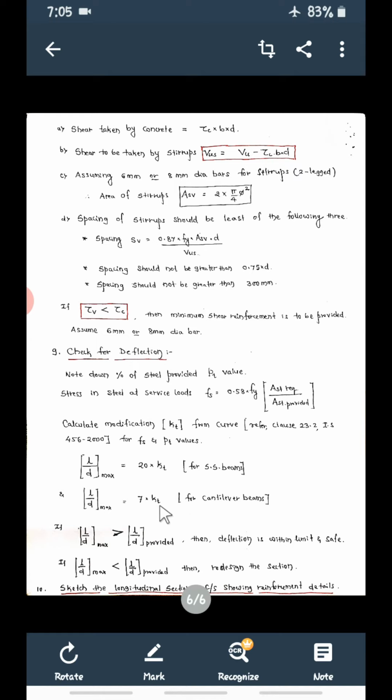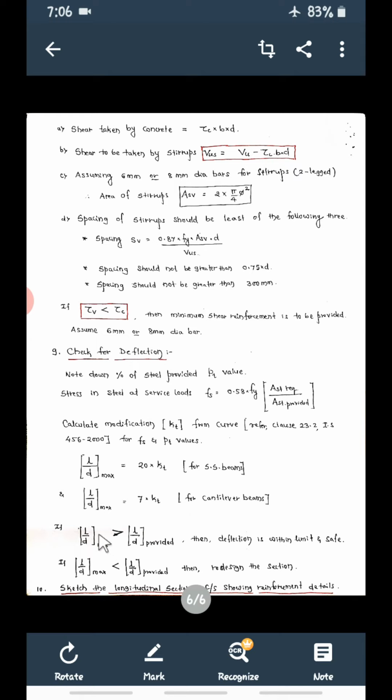So we will get this KT from figure number 5. So L by D maximum is equal to 20 into this KT value you will substitute, and calculate this L by D maximum. So this L by D maximum is compared with L by D provided. In the beginning we calculated the effective span divided by whatever D we have assumed, that we have to substitute. So this L by D maximum should be greater than L by D provided. Then the deflection is within the permissible limit, or you can say the beam is safe.